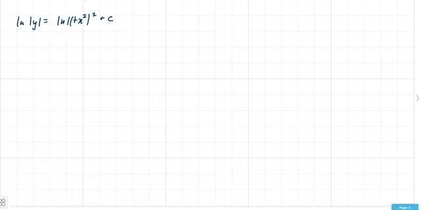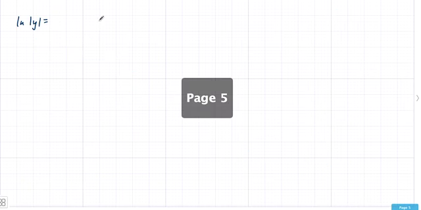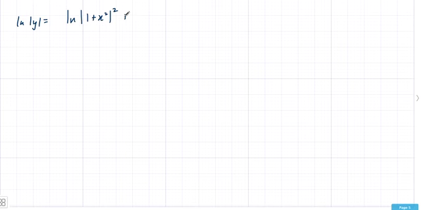By taking that 2, and I might just rewrite that, it's a little bit ugly. By taking that 2 up, it does just make life a bit easier. 1 plus x squared, squared plus c. So we're going to take our exponents now of each side.